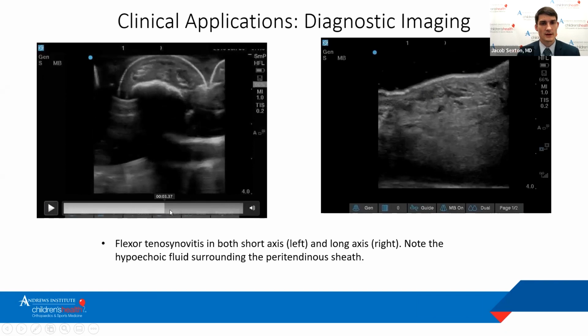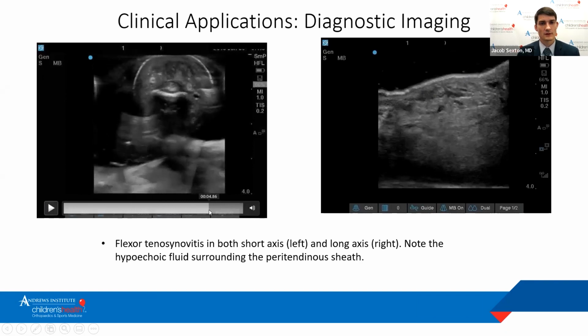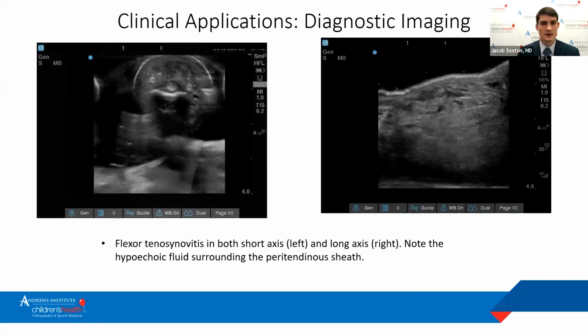When I get to this spot right here, if you look at the tendon itself, you can see there's a little bit of fluid around the tendon. There's some cobblestoning and some isoechoic and hypoechoic elements interspersed with that. And in that setting, with peritendinous fluid, that raises suspicion for flexor tenosynovitis.